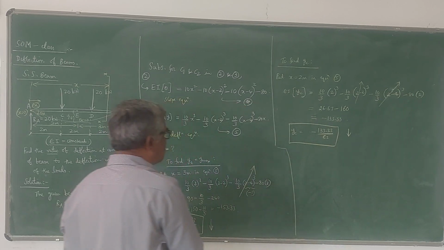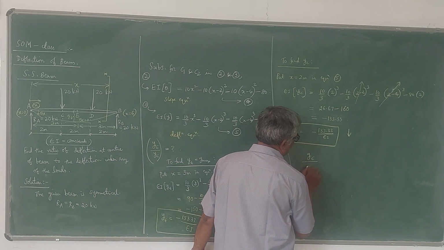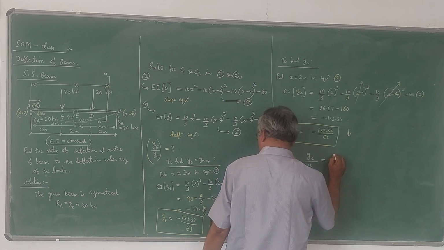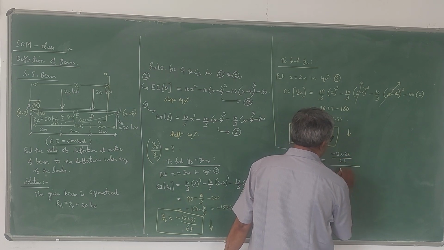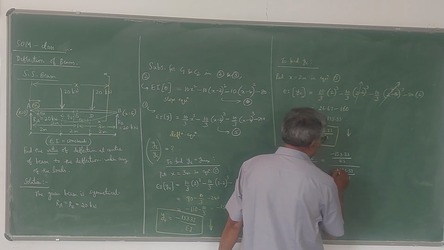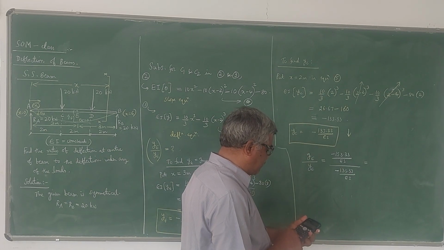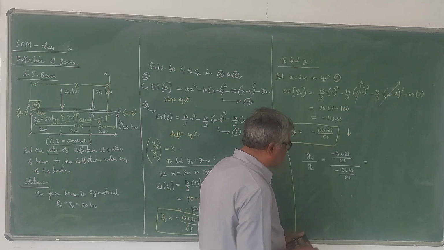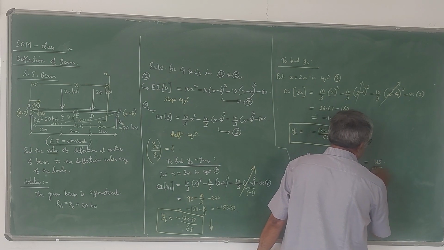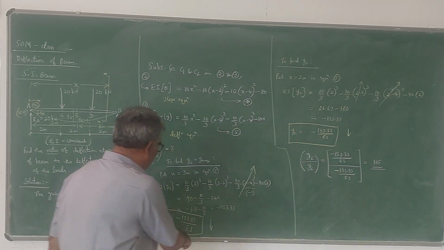Now, once you get these two values, you can just take the ratio YE by YC. The deflection at midspan divided by deflection at the node is equal to minus 153.33 divided by EI divided by minus 133.33 divided by EI. The EI will get cancelled, minus divided by minus becomes plus. So you will be getting the answer as 153.33 divided by 133.33, which is 1.15. So this is the ratio. You can see that maximum deflection occurs at the midspan. This is the maximum deflection.